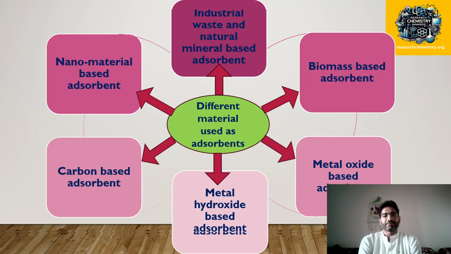So the different materials that have been used till then for the removal of fluoride are industrial waste and natural mineral-based adsorbents. Few biomass-based adsorbents are also used. Metal oxide-based adsorbents, metal hydroxide-based adsorbents, carbon-based adsorbents, and few nanomaterial-based adsorbents are also used. These are the different types of materials which have been used for the removal of fluoride.